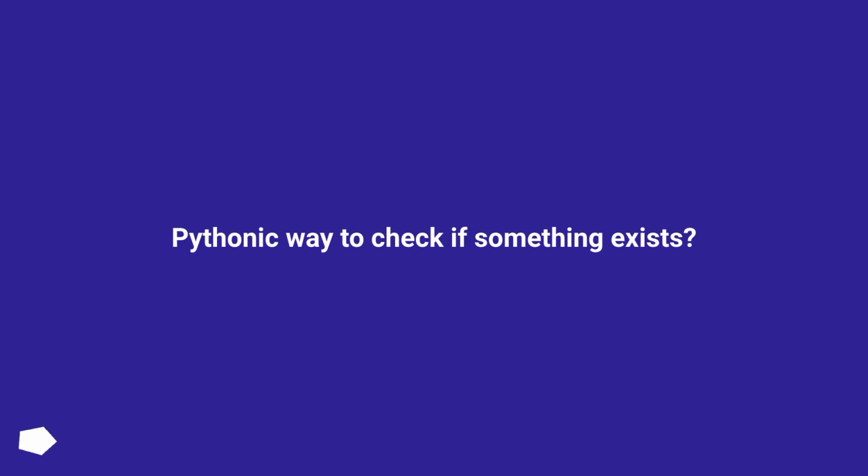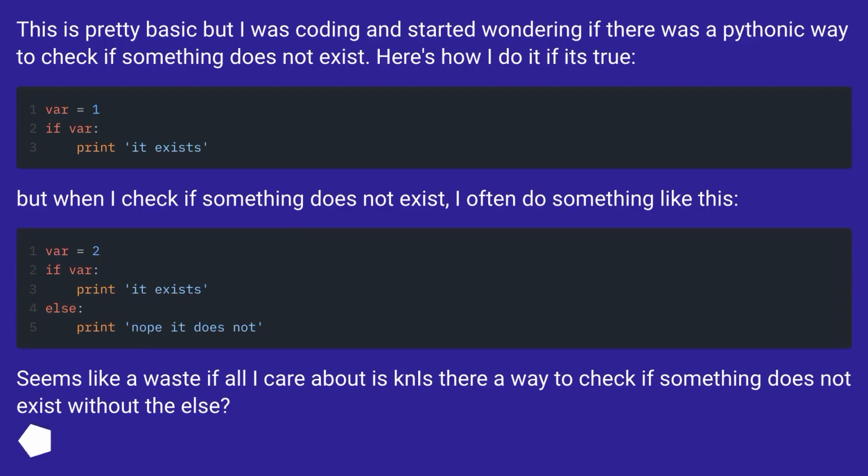Pythonic way to check if something exists? This is pretty basic, but I was coding and started wondering if there was a Pythonic way to check if something does not exist. Here's how I do it if it's true. But when I check if something does not exist, I often do something like this. Seems like a waste if all I care about is k. Is there a way to check if something does not exist without the else?